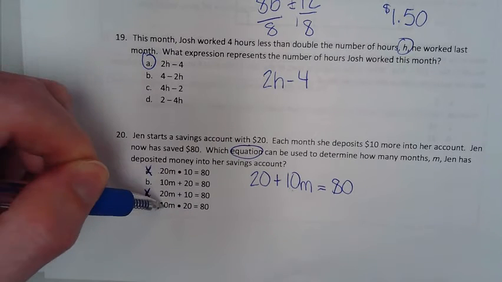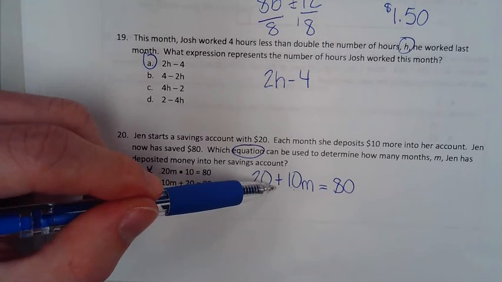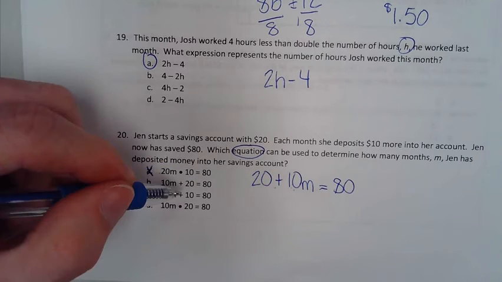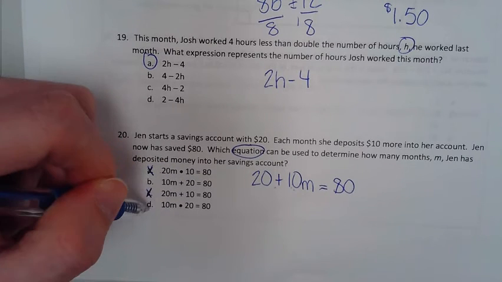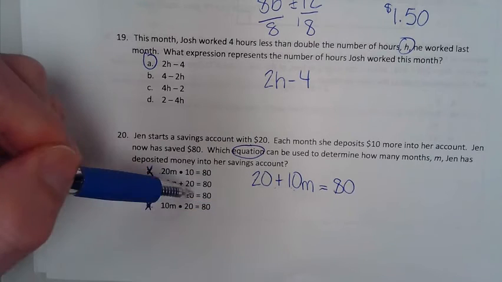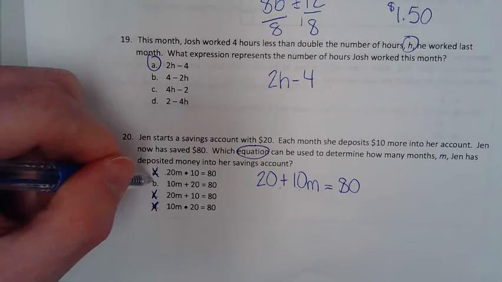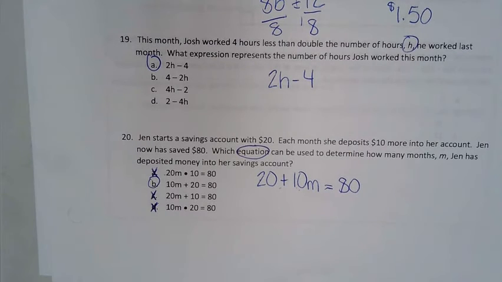So I see 10M, 10M, plus, times. Okay, there's my difference. I'm adding, and I'm adding. I should not be multiplying. Let's get rid of D. Now let's go through and make sure. So I have a 20 and a 20, a plus and a plus, 10M, 10M equals 80. B works. Two more problems.